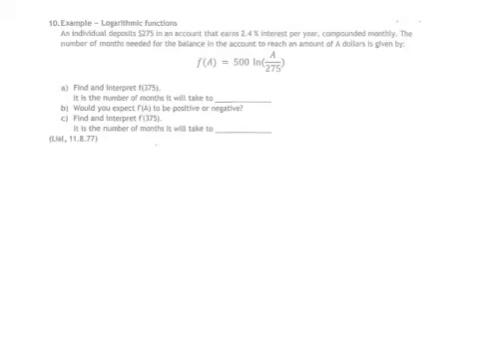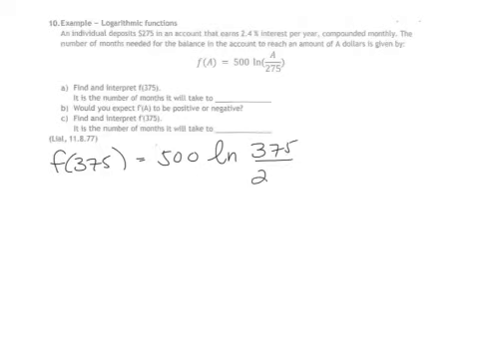So F of 375 will mean the number of months it will take to reach that amount from 275, given those interest rates. The first thing we'd have to do is substitute 375 into the F of A equation. So we'd have F of 375. That's going to be 500 times ln of 375 over 275, like that.